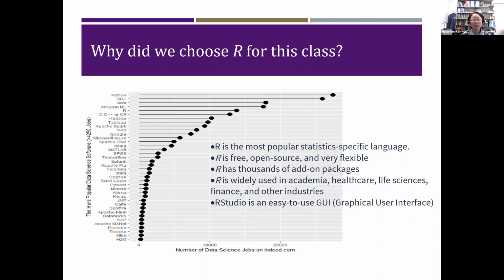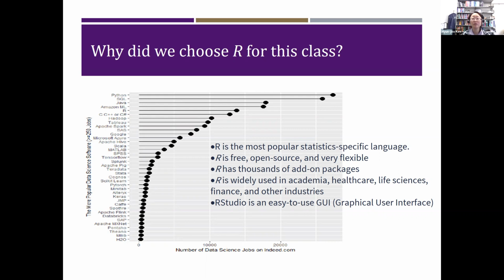The graph on the slide is from Indeed.com, showing the number of job postings by software language. You can see that R is one of the most highly ranked statistical software languages, followed by Python. Python is a general purpose language, not particularly a statistical software language, meaning Python does a variety of other things than statistics. R is more focused on statistical analysis and modeling.